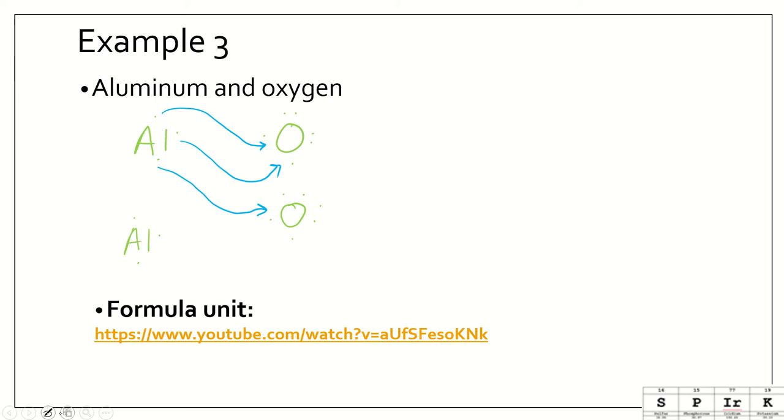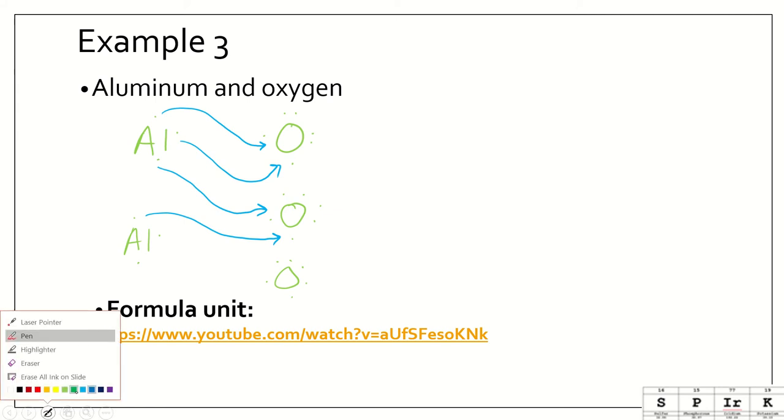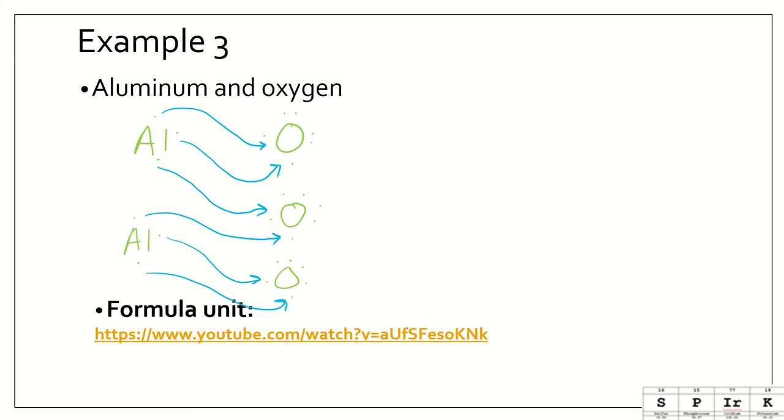So then we balance these out, bring this over here. But now again, notice that the aluminum now has 2 extra valence electrons and no one to bond with. So we must need another oxygen. So now we have all of our electrons paired up. And this would give us a formula unit of Al2O3.